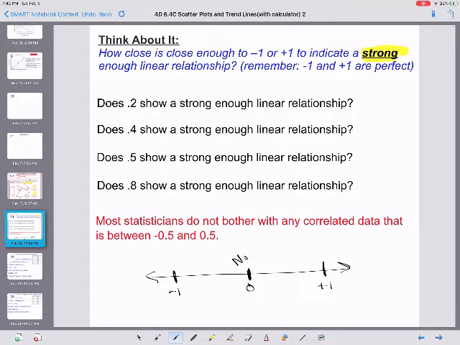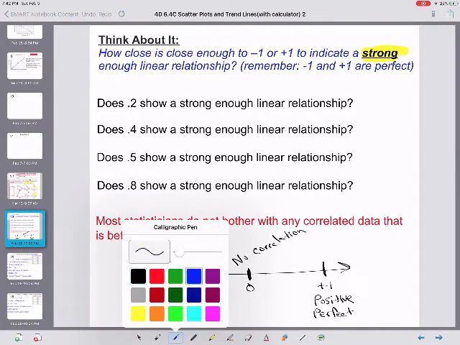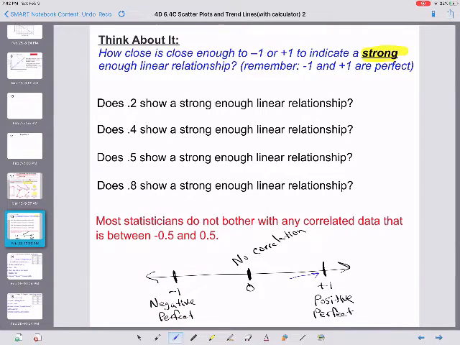The 0 is no correlation, where -1 would be negative and perfect. That's really strong. And this one would be positive, perfect. And that's also as strong as it gets. So how close do you need to get to +1 to be considered a strong relationship, or to -1 and be considered a strong relationship? Do you think 0.2 would show enough? What about 0.4? Or 0.5? Or 0.8?